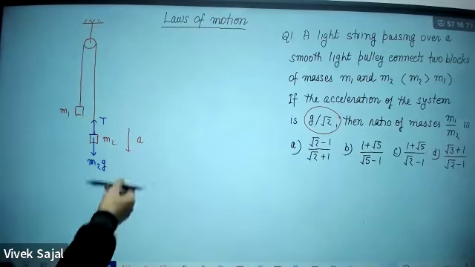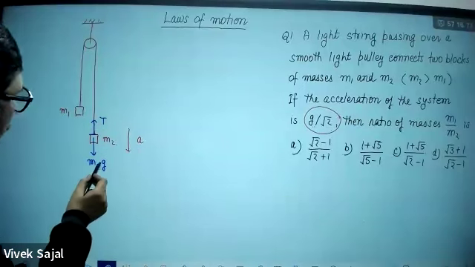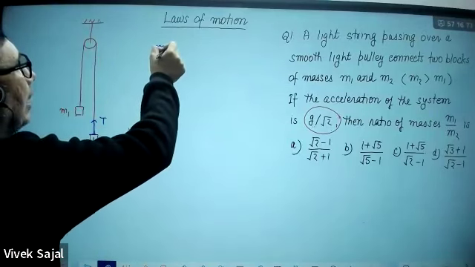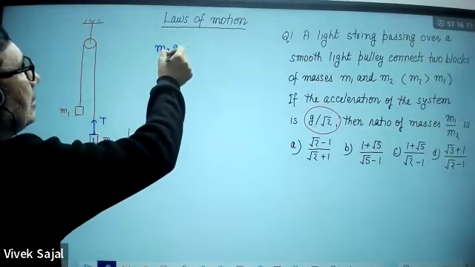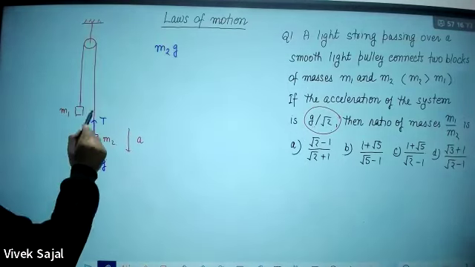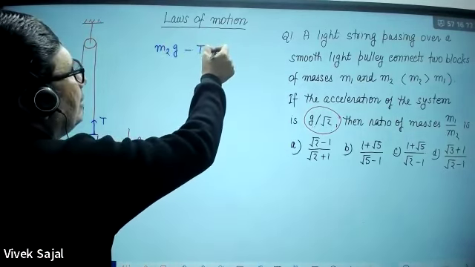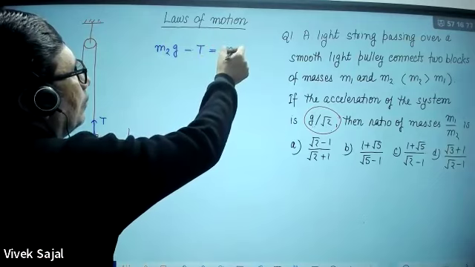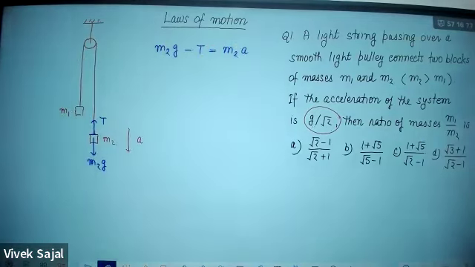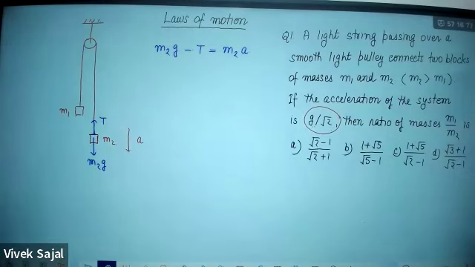So what will be the equation of motion? In which direction is the acceleration? Acceleration is in the downward direction. So which force will be greater? m2g will be greater. So m2g is the force that is leading to the motion in the downward direction. Opposing force is tension in the upward direction, so minus T. And this will lead to an acceleration of mass m2, so that will be equal to m2a.